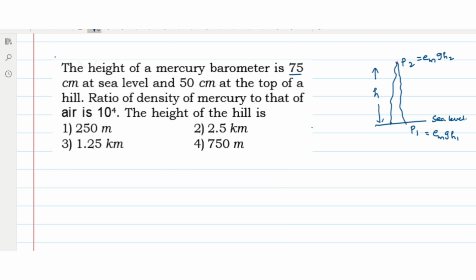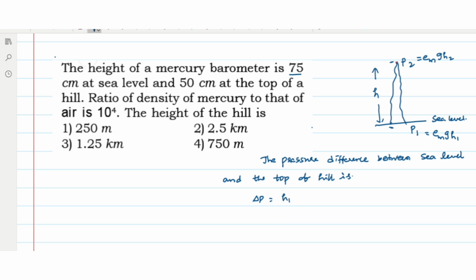Now take the pressure difference between the sea level and the top of the hill. Delta P is equivalent to H1 minus H2 into the density of the mercury into g.